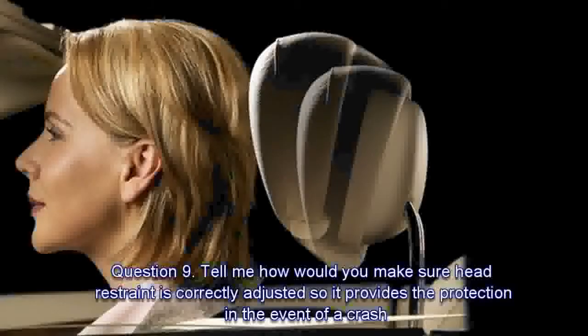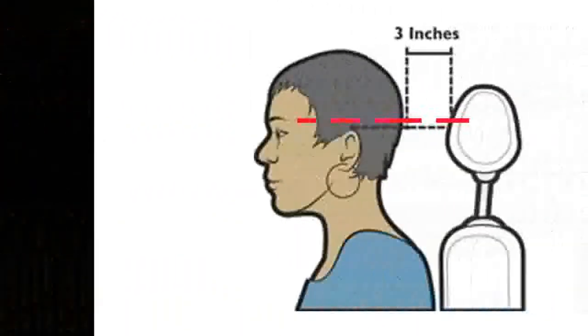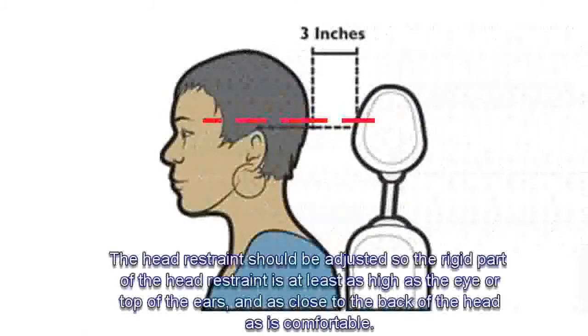Question 9. Tell me how you would make sure the head restraint is correctly adjusted so it provides protection in the event of a crash. The head restraint should be adjusted so the rigid part of the head restraint is at least as high as the eye or top of the ears and as close to the back of the head as is comfortable.